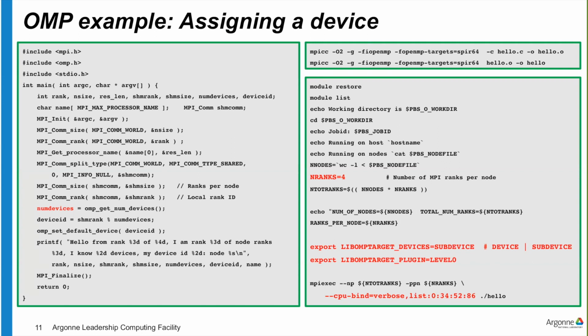rank ID as an identifier for my rank, and calculation of a device ID that I need to bind to, and then use OpenMP set default device with the device ID of my choice. If I want to use more MPI processes than the number of GPUs available, then the device ID choice with integer division would have the round robin assignment.